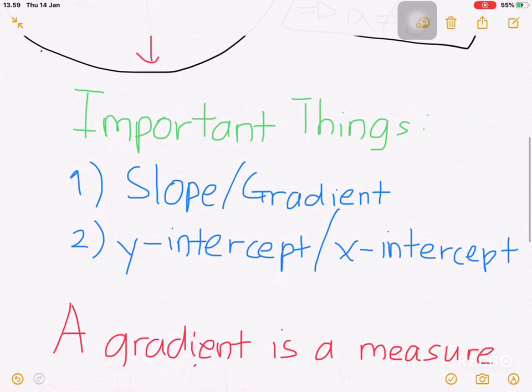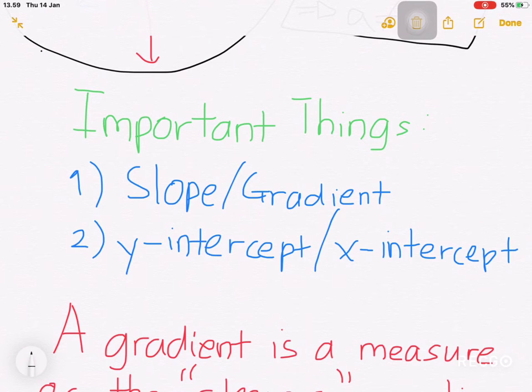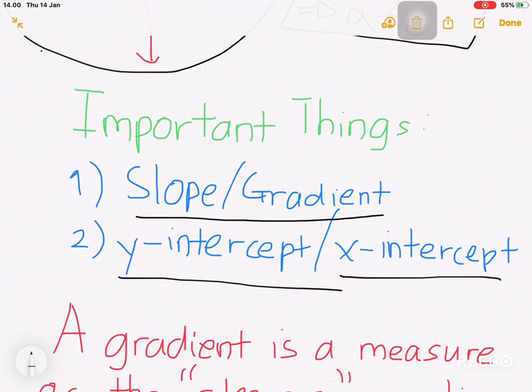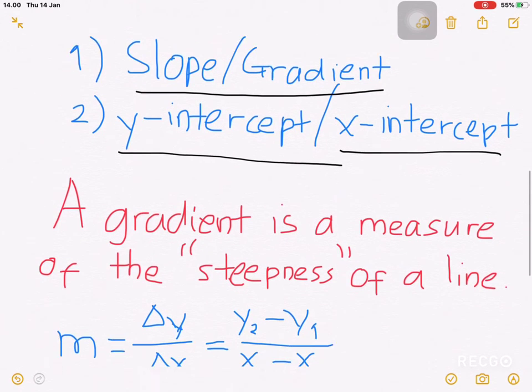Anyways, there are some important things to keep track of when you're drawing linear functions. The first thing is the slope or the gradient, and I will explain them later. The second thing is the y-intercept, or sometimes given the x-intercept, but usually the y-intercept is more famous and more useful. So let's get right into it. I'll first explain what the slope or gradient is.